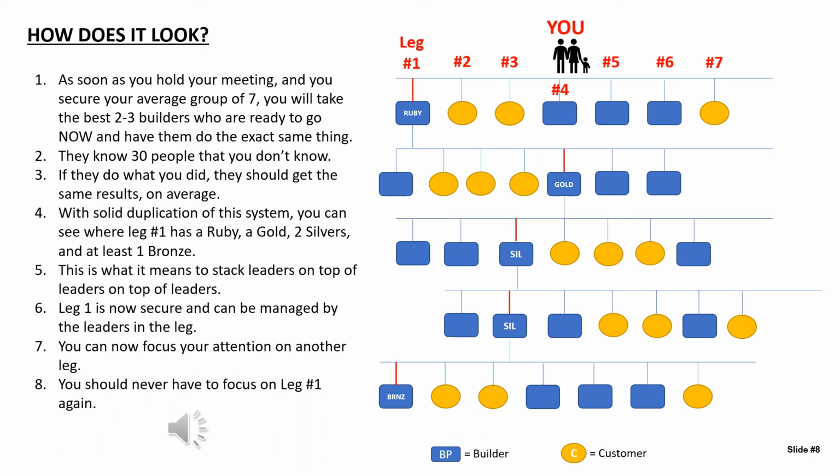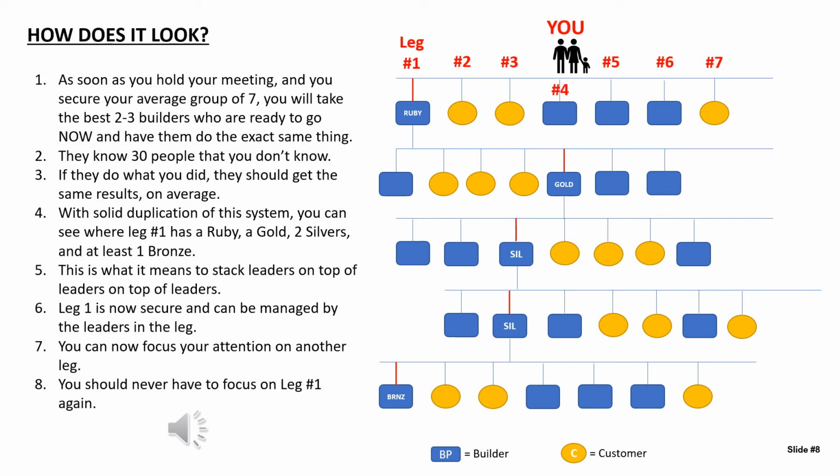With solid duplication of this system, you can see where leg 1 has a ruby. Okay, look at that first leg on the right hand side. There's a ruby, and then if you go down to the next red line, it shows that there's a gold underneath that ruby, and they're all part of the same line of sponsorship. You have 2 silvers and you have a bronze, and this could keep going and keep going. So this is what it means to stack leaders on top of leaders on top of leaders.